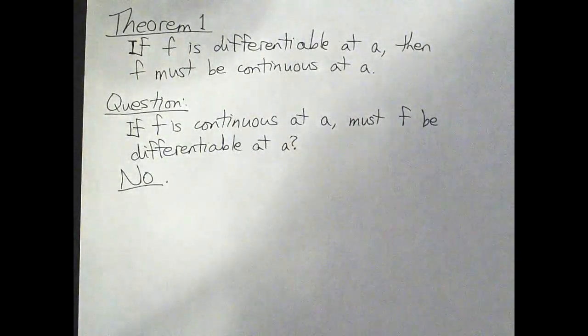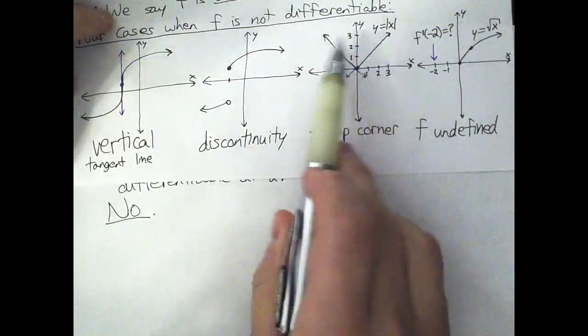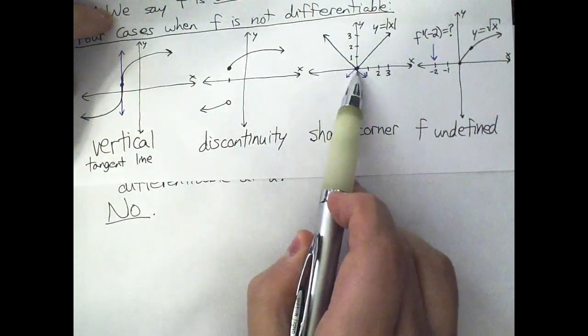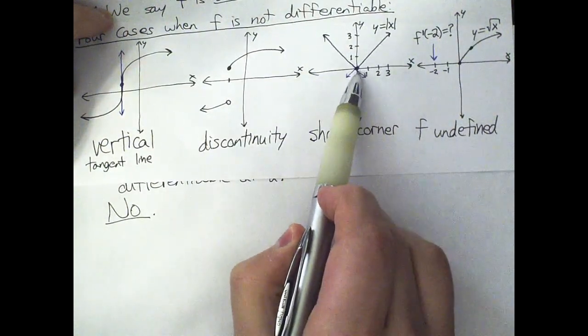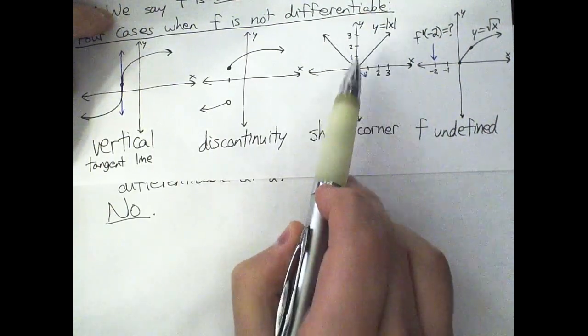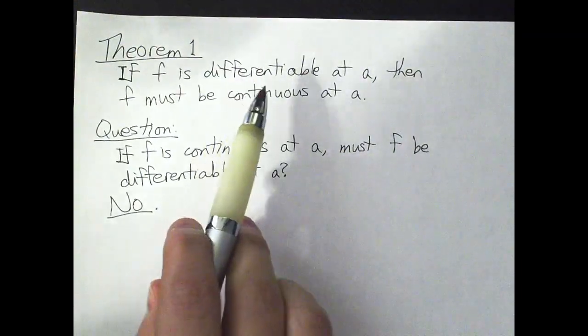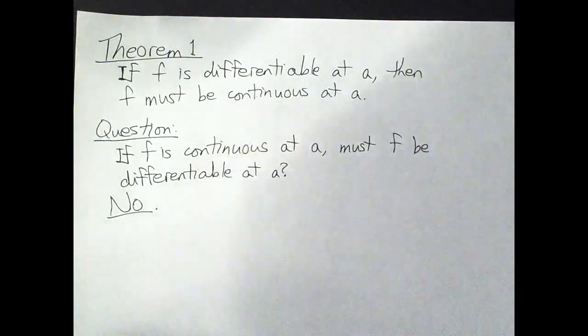Another example of why that's no was the absolute value example. When we had a sharp corner, this is continuous. You can draw this whole V-shaped function without lifting your pen. There's no discontinuities. It's continuous, but it's not differentiable at the sharp corner. So if a function is differentiable, the theorem says it must be continuous. But if a function is continuous, it might be differentiable or it might not be. It depends.